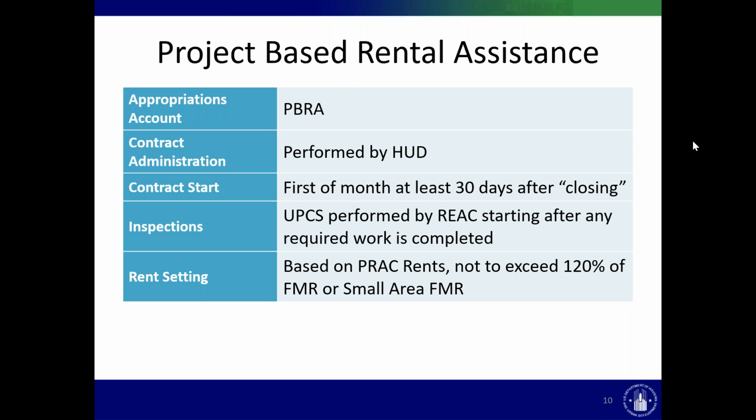As a property goes through conversion and completes the requirements of conversion that we'll talk through in the rest of this webinar, and reaches closing, the HAP contract would be effective the first of the month, at least 30 days after closing. So if they completed all closing requirements by June 28th in a year, the HAP contract would be effective August 1st.